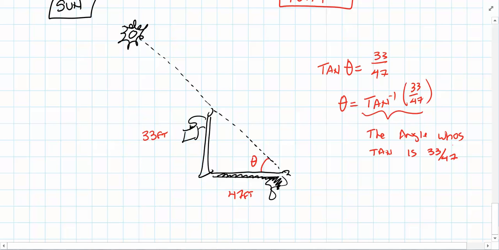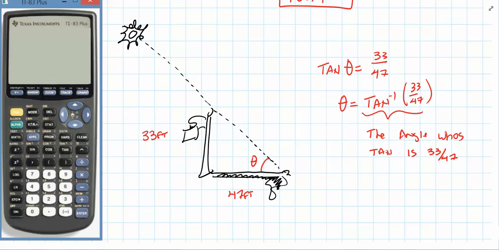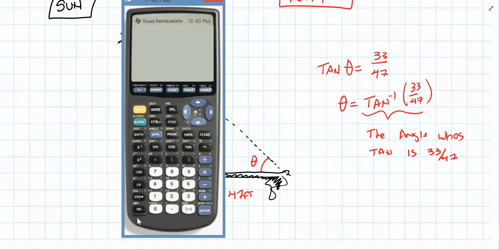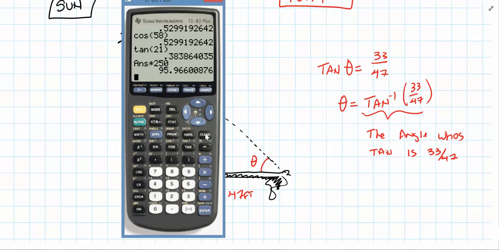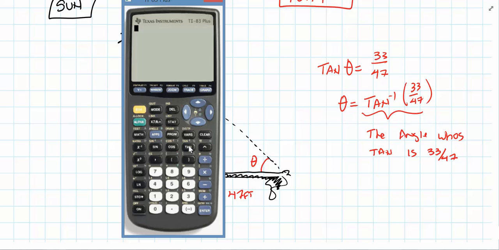So the question is, how do we get it? Well, our calculator has a great button on it called the inverse tan button. I'm going to show it to you right now. So if you turn your calculators on, do you see where the tangent is? You see above tangent there's a little yellow tan with a -1. That does not mean the reciprocal of tangent. It means the tan inverse.